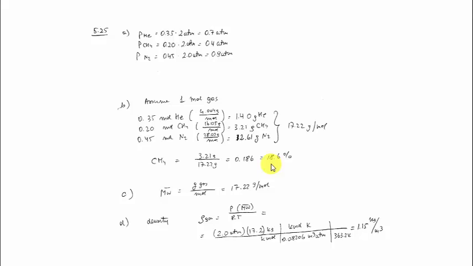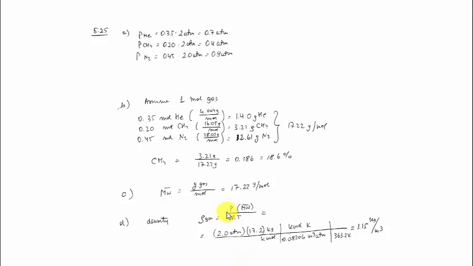Question number 3, calculate the average molecular weight of the gas. So the average molecular weight of the gas would be equal to the grams of the gas, which we have calculated before, 17.22 grams. And since we have 1 mole in our reactor, that molecular weight would be equal to 17.22 grams per mole. The last question is calculate the density of the gas.